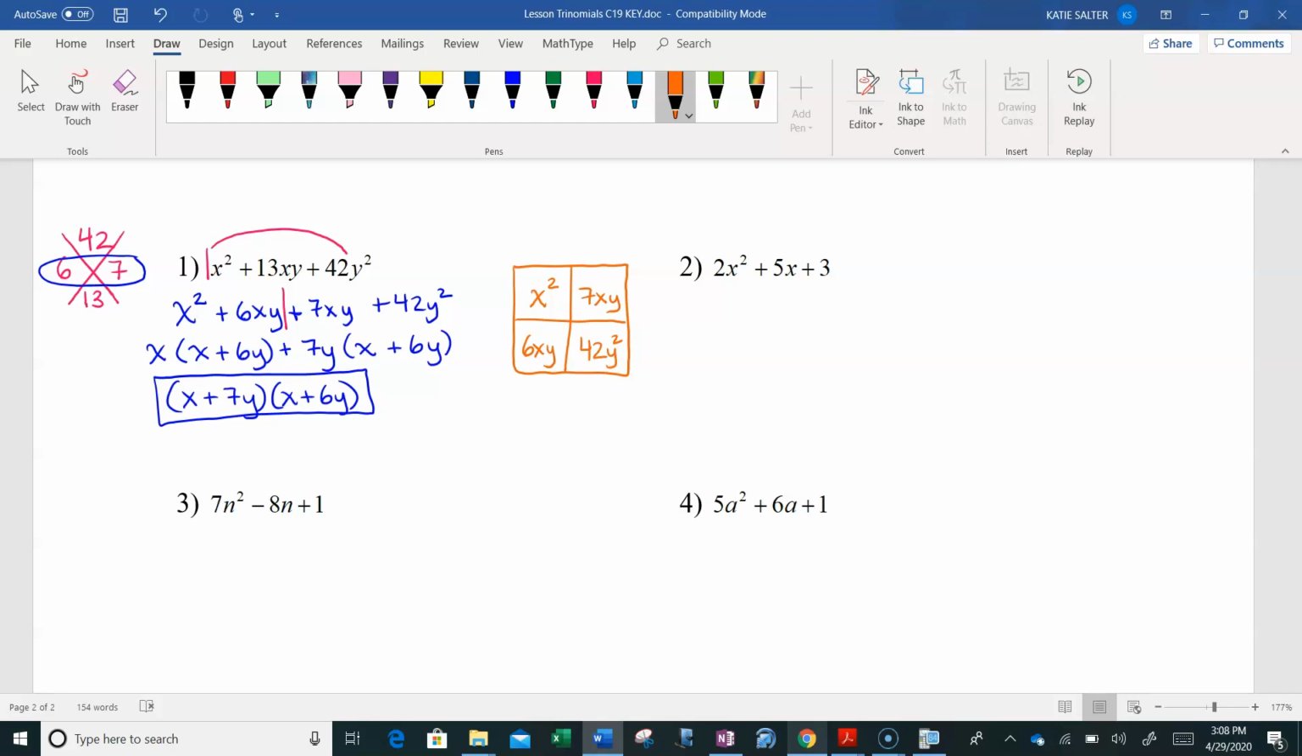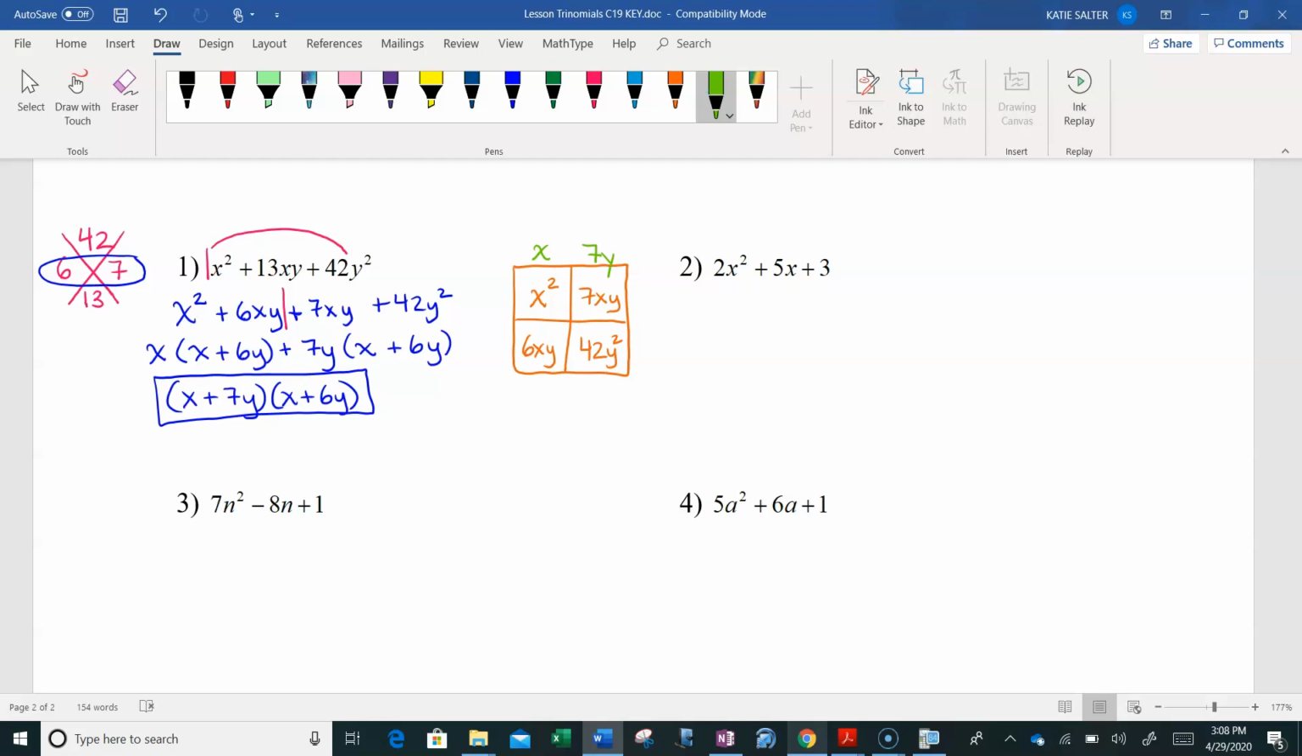It really wouldn't matter. And then what you're doing is the opposite of what you did when you did the box method. You would say, okay, what does x squared and 6xy have in common? What is their greatest common factor? I'm looking at this first column right here. Well, I can see that both of those are divisible by x. All right, so then if I came over here, 7xy and 42y squared, what is the greatest common factor between those two terms? It would be 7 and also y.